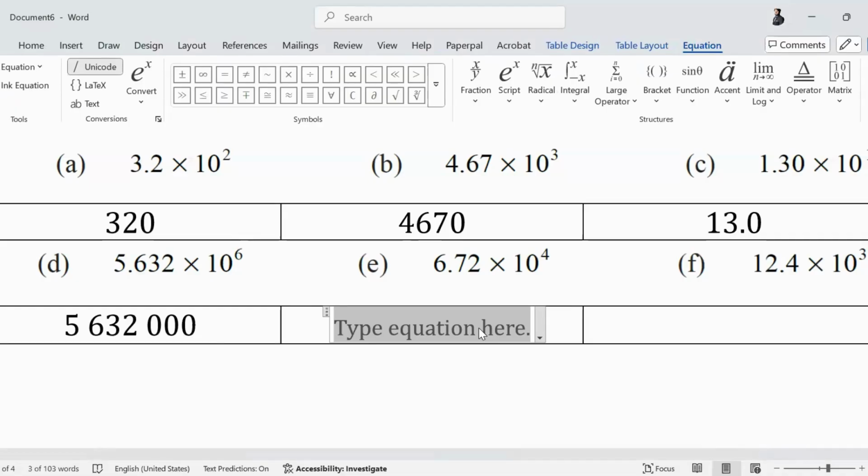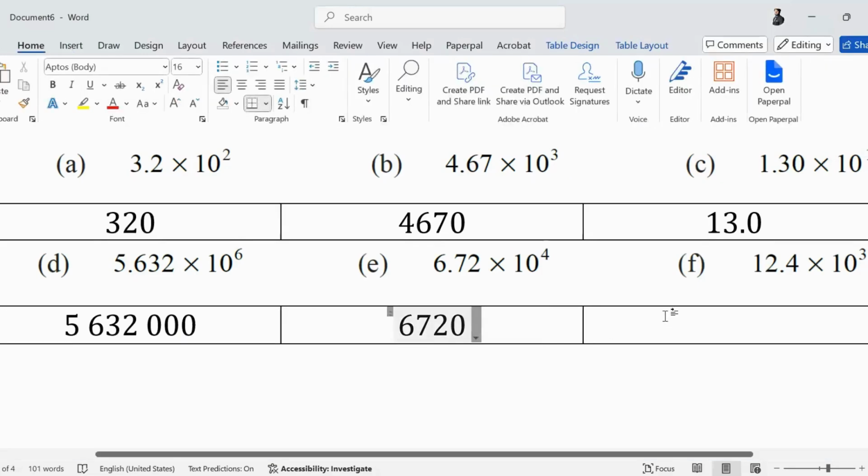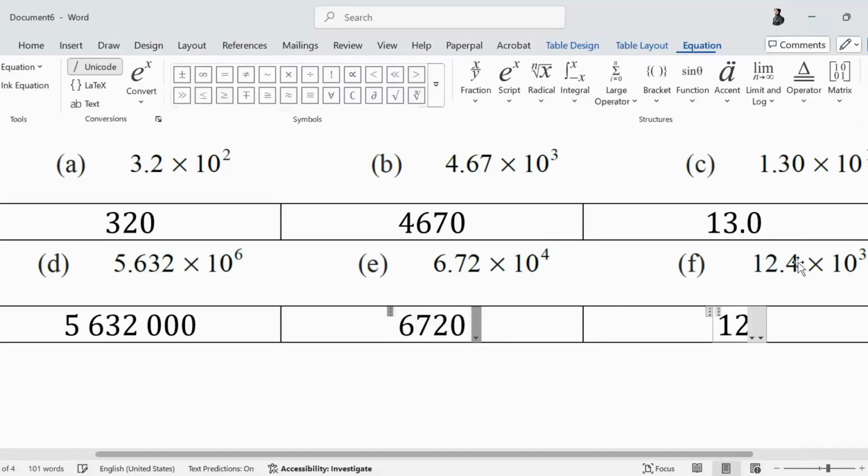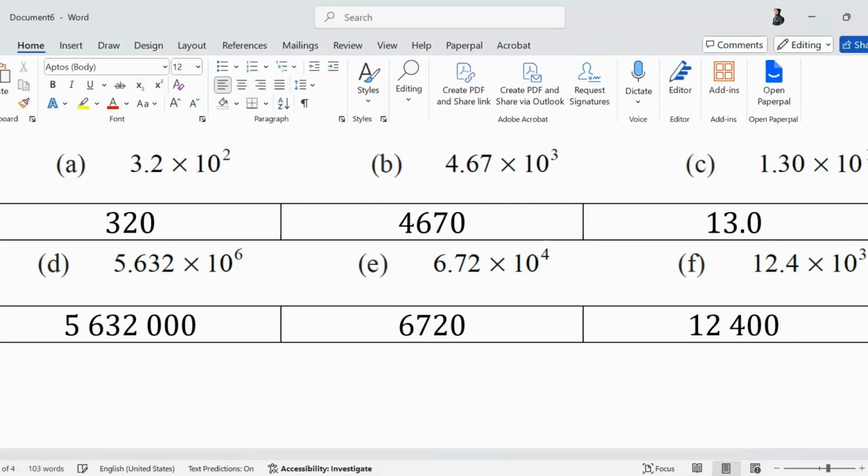What about this one? 4 decimals to the right. 6, 7, 2, 0. Is this right? And then this one. 3 decimals to the right. So 1, 2, 4 and then 0, 0. Is this clear?